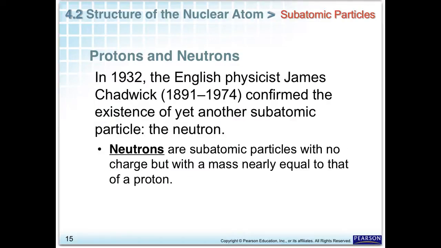Quite some time later, in 1932, the neutron was discovered. James Chadwick confirmed the existence of the neutron. They are subatomic particles with no charge. Neutrons are neutral, but the mass is almost the same as a proton. It took so long to discover the neutrons because they have no charge.